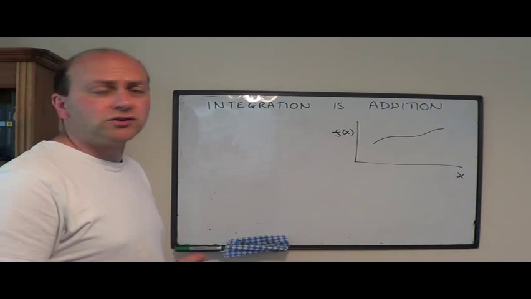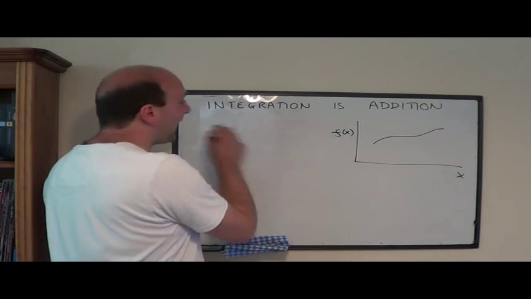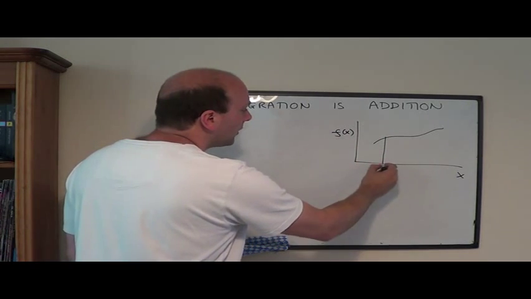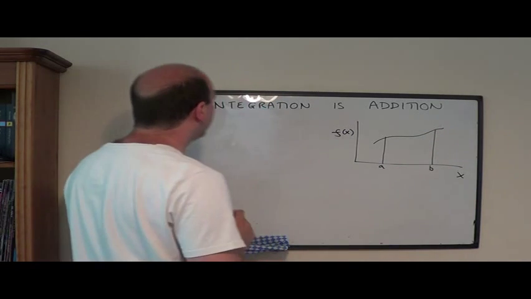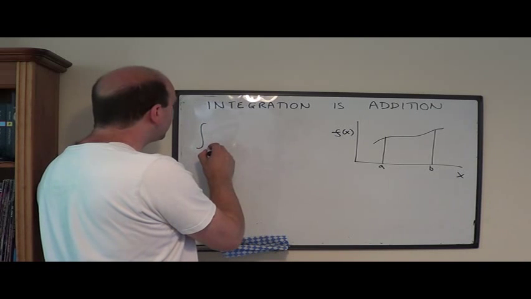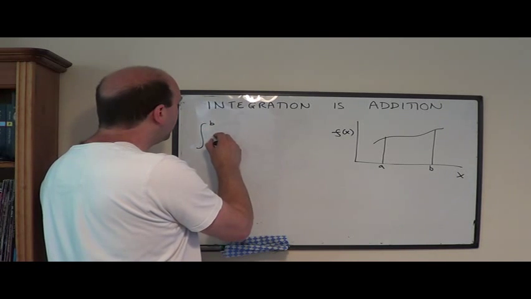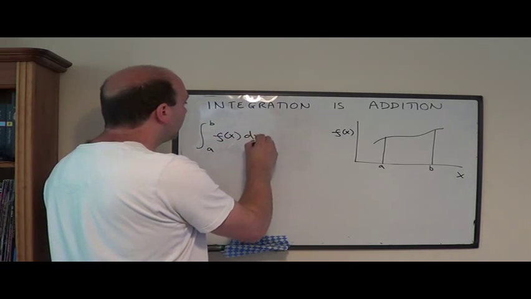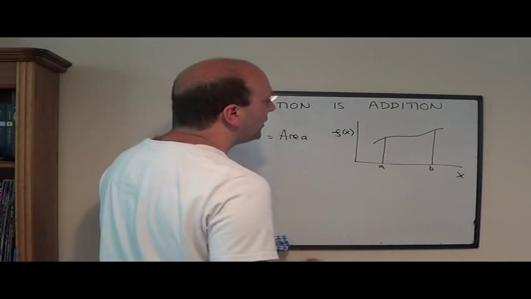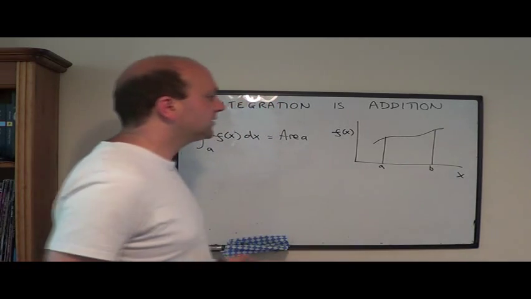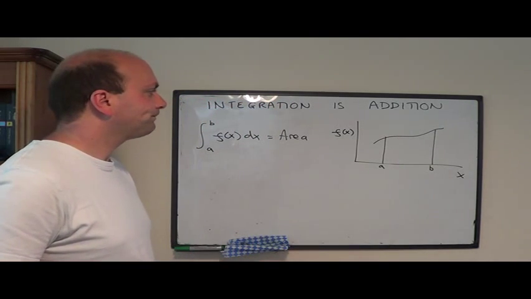Now, Newton taught us that if we want to know the area under some part of that curve, say between x equals a and x equals b, then what we should do is to integrate from a to b the function f of x dx. And that is that area between the curve and the x-axis between a and b.